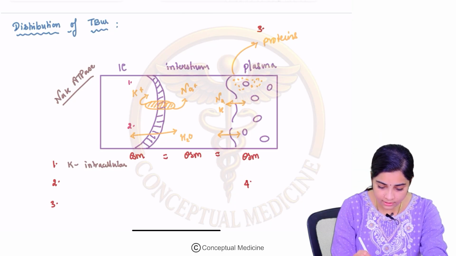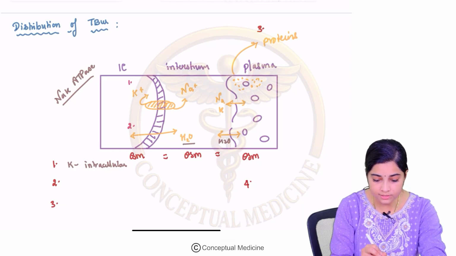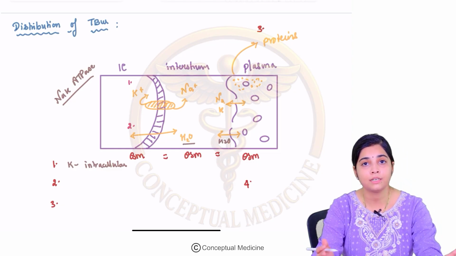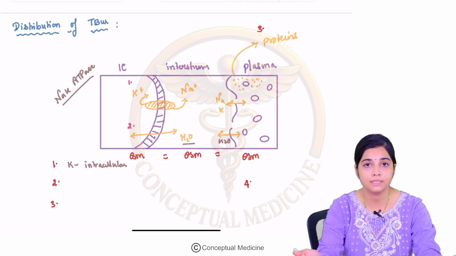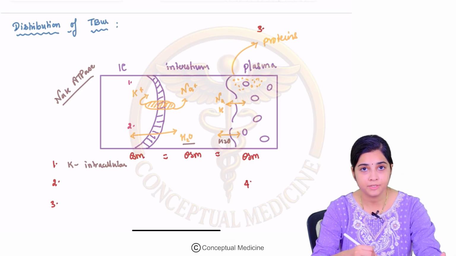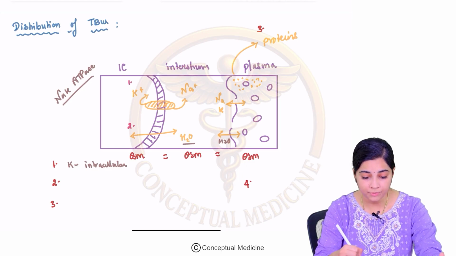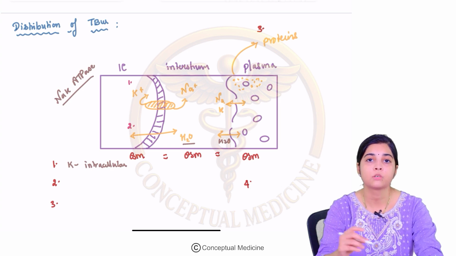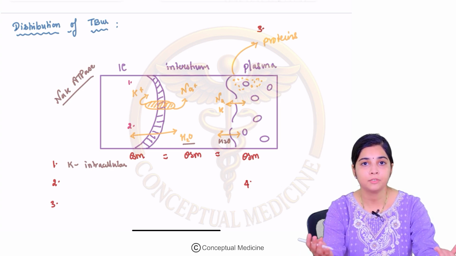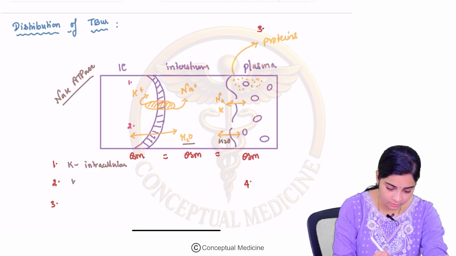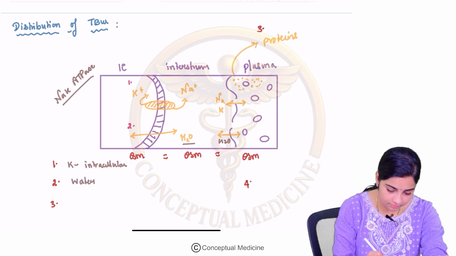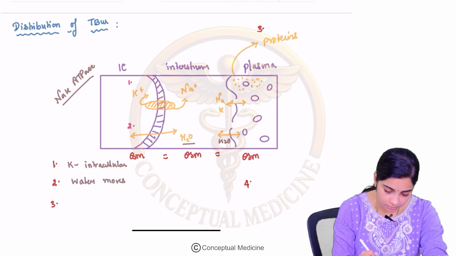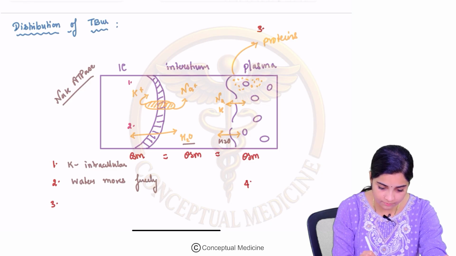Second, can you see that the water molecules can permeate the intracellular as well as the extracellular components easily? That is, the membrane between the intracellular and extracellular, and the membrane between your interstitium and plasma, is freely permeable to water. So water can move freely between all the three components.